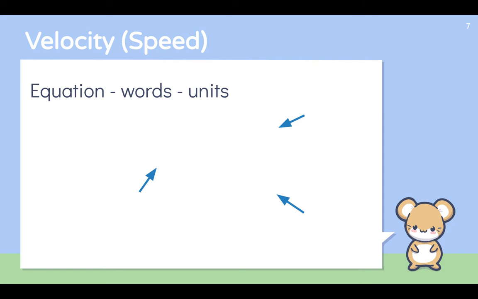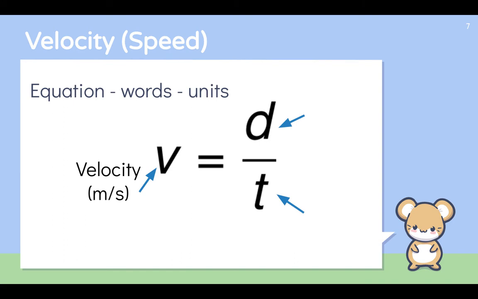Also, the equation you need for speed or velocity is V is equal to D divided by T. So V is velocity in meters per second. That will be its general unit that we use. D is distance in meters, and T is time in seconds. We'll do a few practice calculations in class. Pause the video.